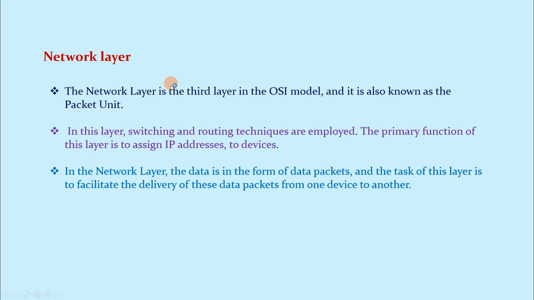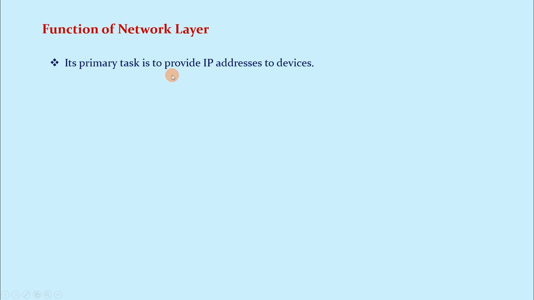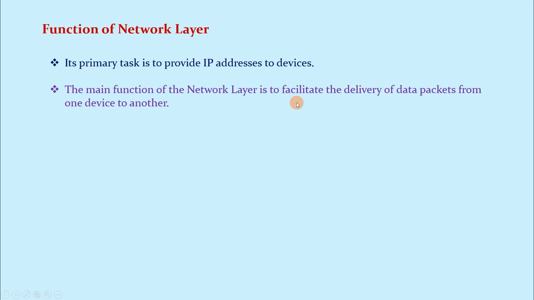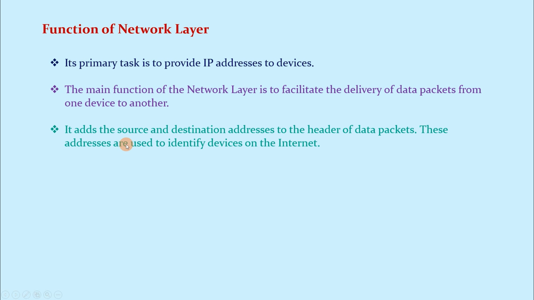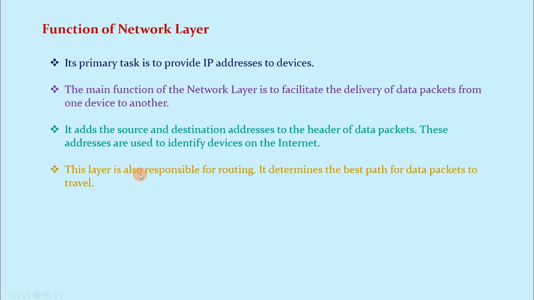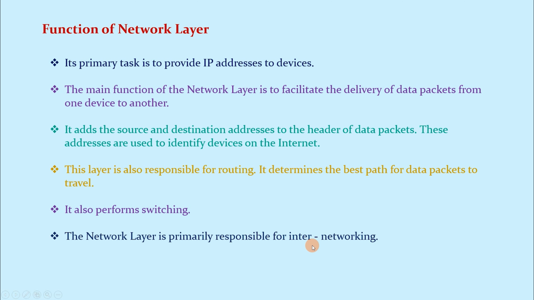Now, function of network layer. Its primary task is to provide IP addresses to devices. The main function of network layer is to facilitate the delivery of data packets from one device to another. It adds the source and destination addresses to the header of data packets. These addresses are used to identify devices on the internet. This layer is also responsible for routing. It determines the best path for data packets to travel. It also performs switching. The network layer is primarily responsible for internetworking.